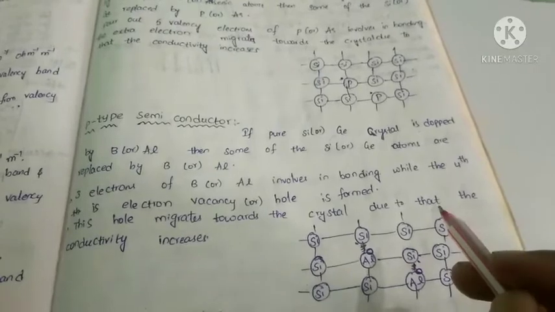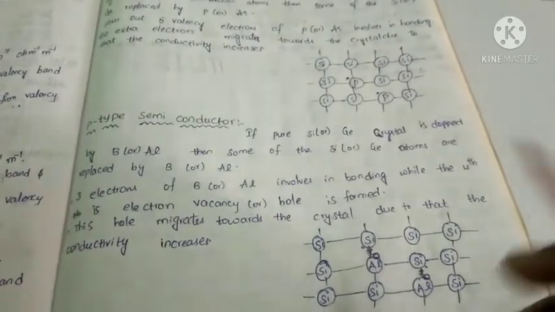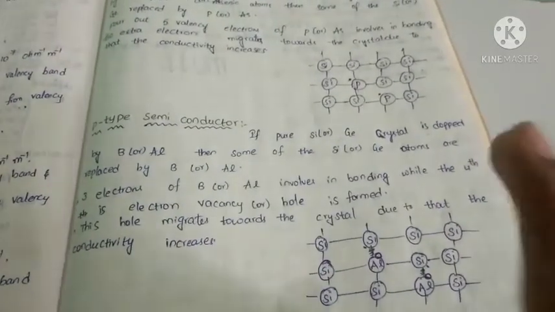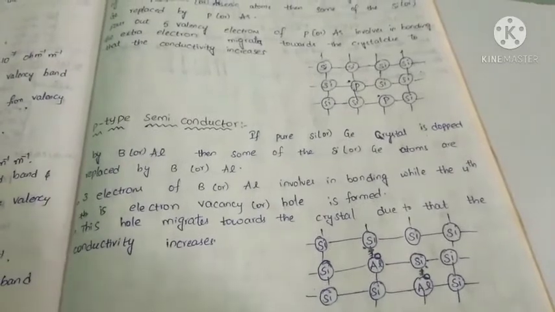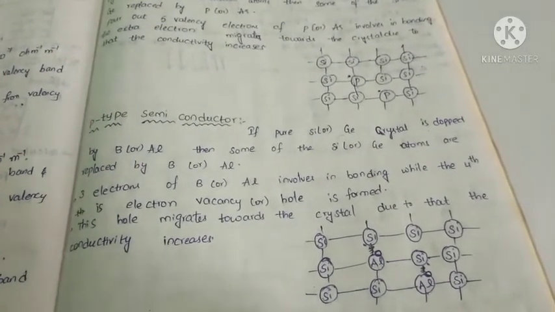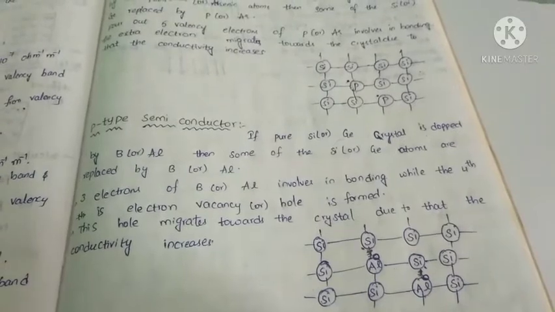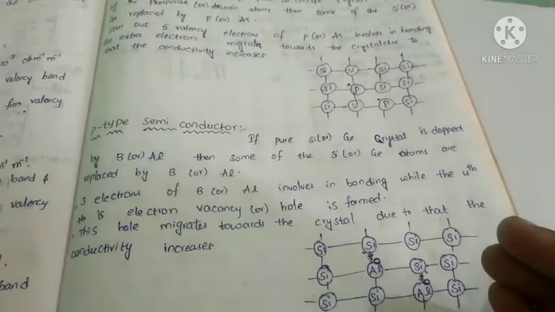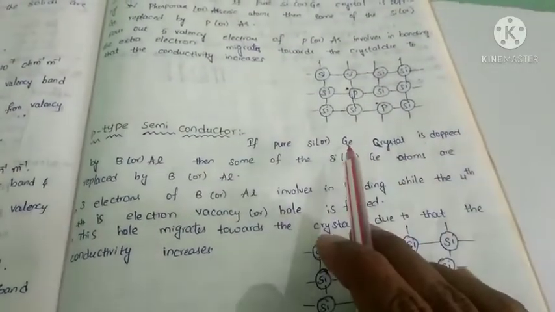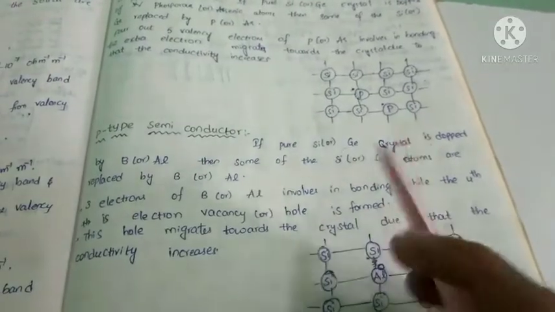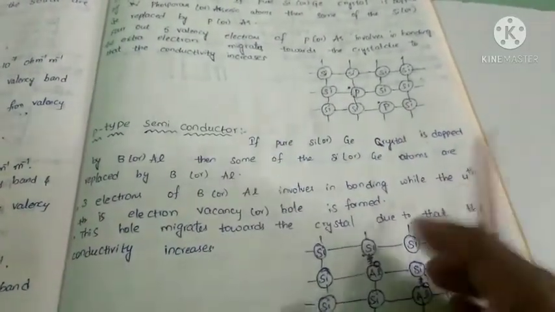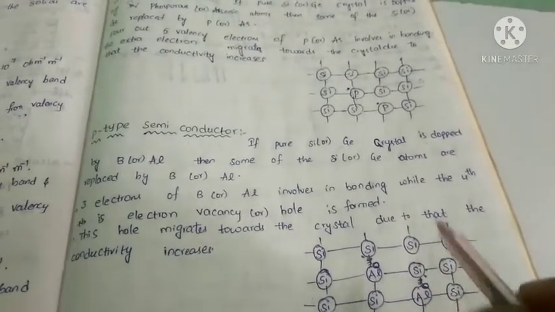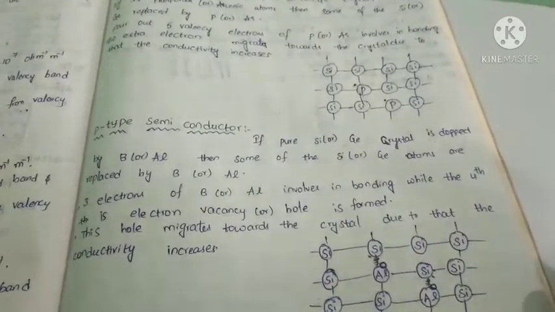Whenever electrons migrate, conductivity automatically increases. Like that, semiconductors' conductivity increases. So here we have to remember 2 points. There is a chance of increasing the conductivity of semiconductors by adding impurities. First chance is what? When you add 5A group elements to silicon or germanium crystal, then conductivity increases. That is called N-type semiconductor. P-type semiconductor means when we add 3A group elements to that silicon or germanium crystal, then also conductivity increases.